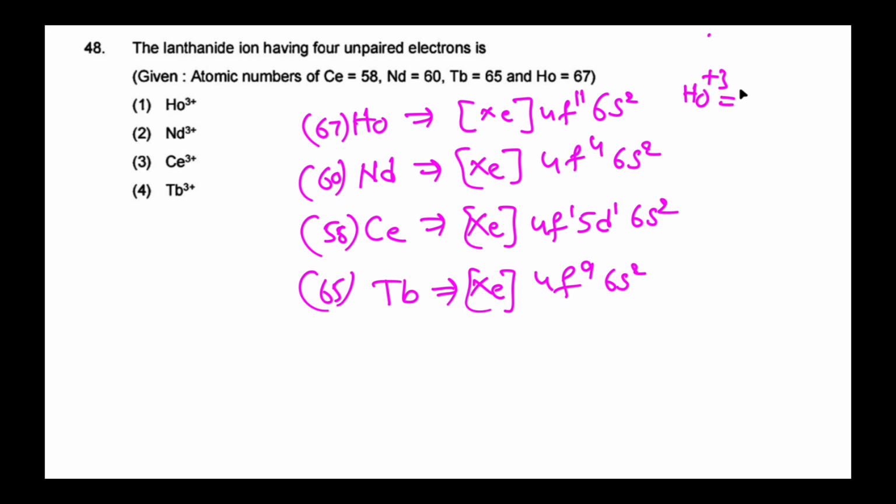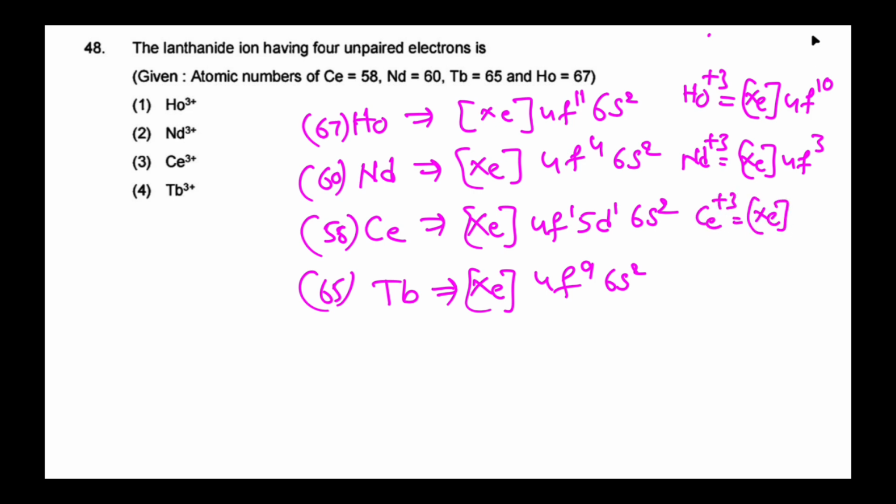Remove 3 electrons. That is xenon 4f10. Then here neodymium +3: xenon 4f, 3 electrons removed, 4f3. Then cerium +3: xenon 4f1. Here terbium +3: xenon 4f8. So they want 4 unpaired electrons.